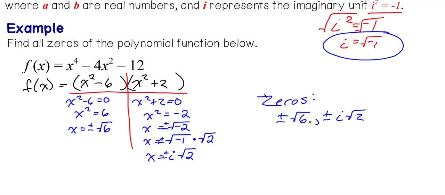And you might also keep in mind that this breaks out into the square root of 6, the negative square root of 6, and this one would break out into i square root of 2 and negative i square root of 2. So keep in mind, when it's plus or minus, it breaks it out into two separate numbers.